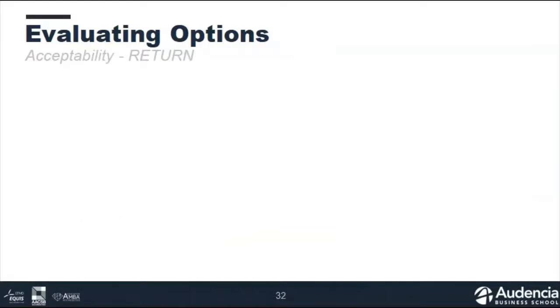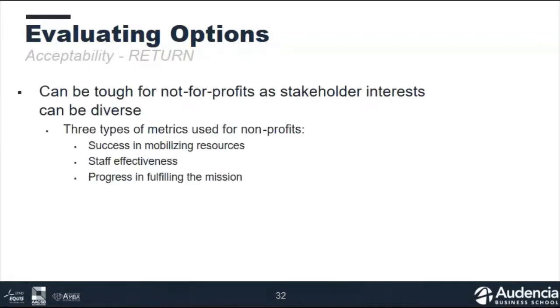If we want to look at return, so we've got an assessment of risk, now we want to know a little bit more about return. Well, the return can be tough if we're a not-for-profit organization, as stakeholder interests can be very diverse. We're not all interested in the same thing. So typical metrics for a nonprofit could be the mobilization of resources, effectiveness, are we fulfilling the mission, etc.